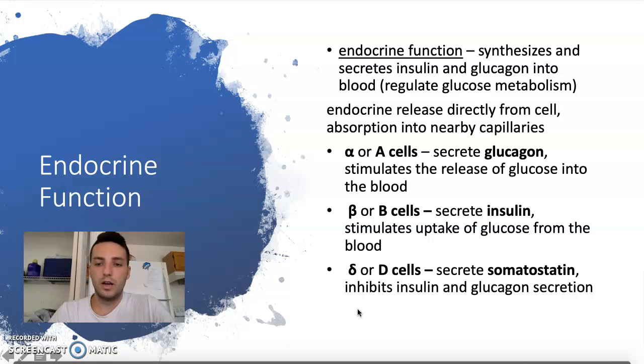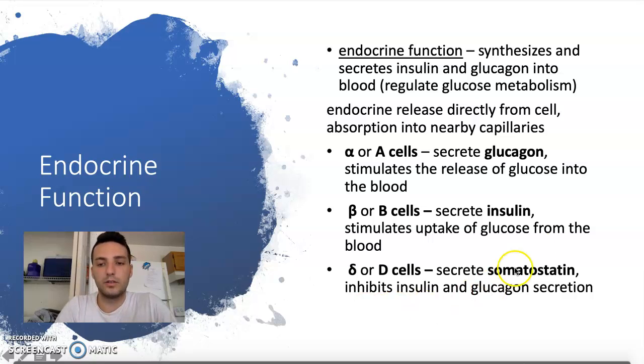In response to low levels of glucose, alpha cells will secrete glucagon to increase the levels of glucose in the blood by releasing glucose. And then beta cells are the opposite. When there is a lot of glucose in the blood, beta cells will secrete insulin, which will uptake the glucose, which we will see exactly where later.